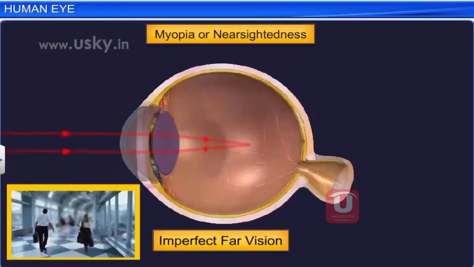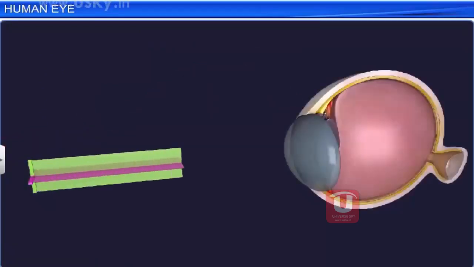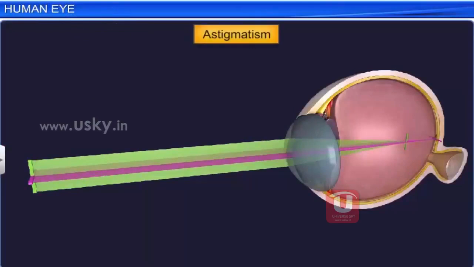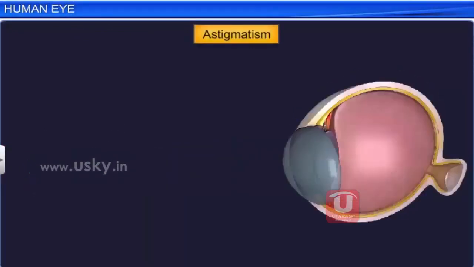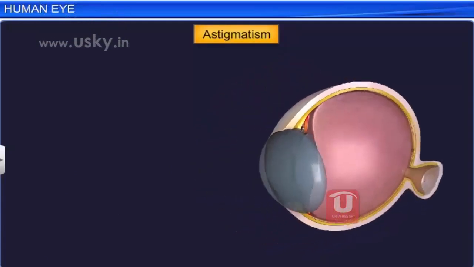A defect of vision caused when the cornea is not spherical in shape is called astigmatism. Because of the non-spherical cornea, the eye lens will have different curvatures in different planes. Light in one plane is focused properly on the retina, and objects in that plane are visible clearly. Light from a perpendicular plane is focused at a different location other than the retina, resulting in blurred view of the objects lying in that plane.